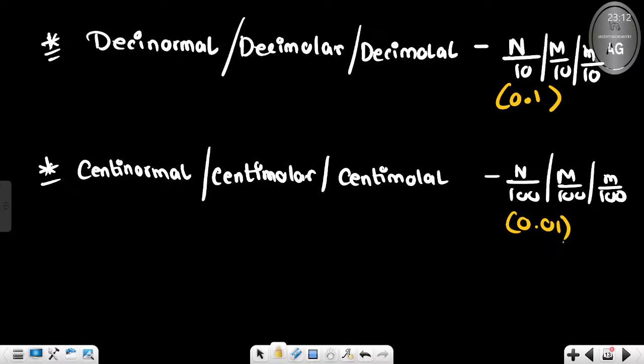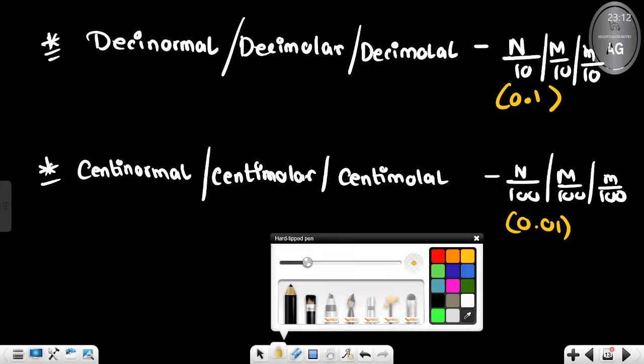So a better version of writing 0.01 is basically you write centimolar, or you write decimolar this way. Right? So it's basically a stylish way of writing. Same thing we are trying to represent in a different way. That's all.